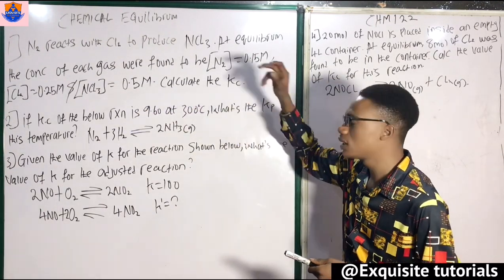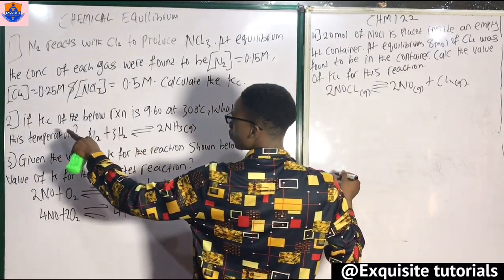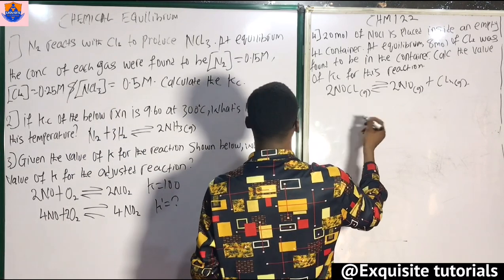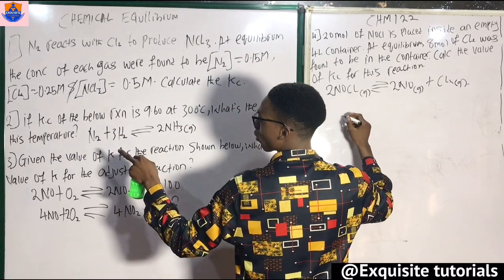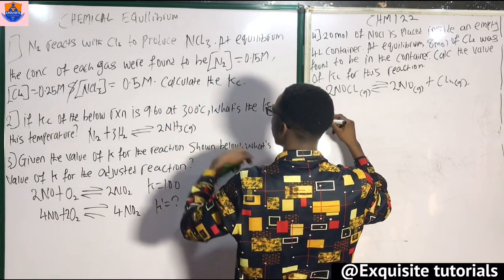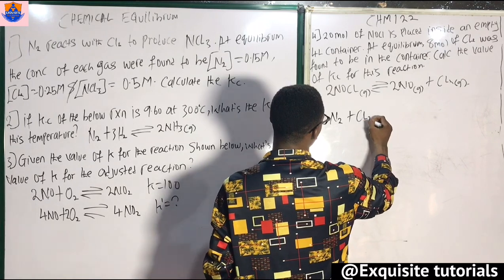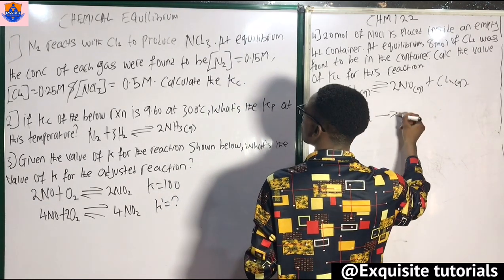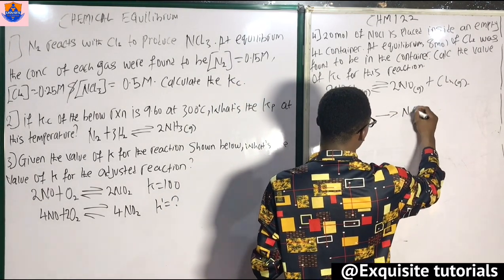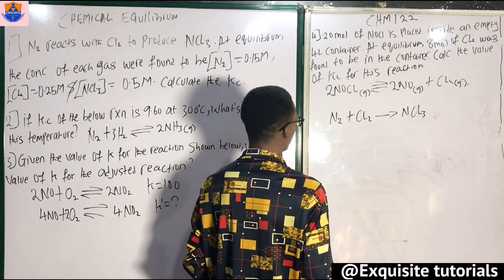So you calculate the Kc. Recall that this was a reaction. They said, okay, we have N2 plus Cl2, we have to give NCl3. Now can we balance this equation?